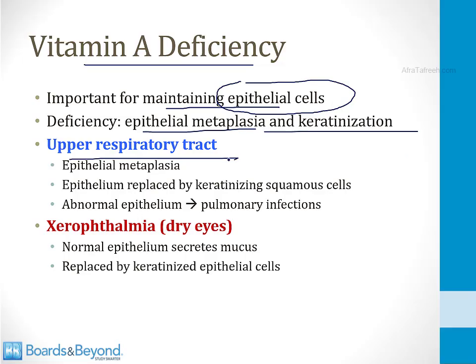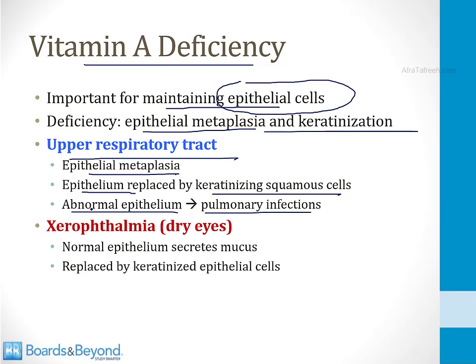In the upper respiratory tract in vitamin A deficiency, you can see epithelial metaplasia, where the normal epithelium is replaced by keratinizing squamous cells. This will lead to an abnormal epithelium that has difficulty clearing secretions and resisting bacteria, and that can lead to recurrent pulmonary infections.